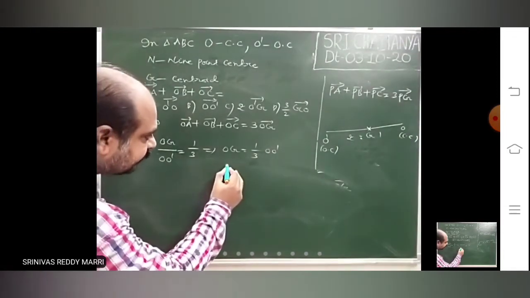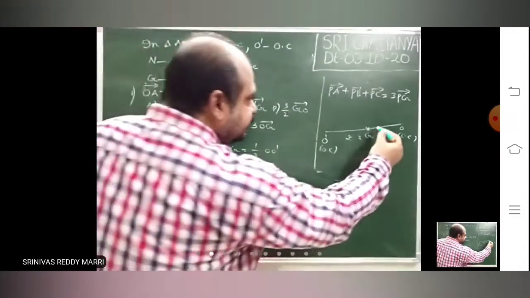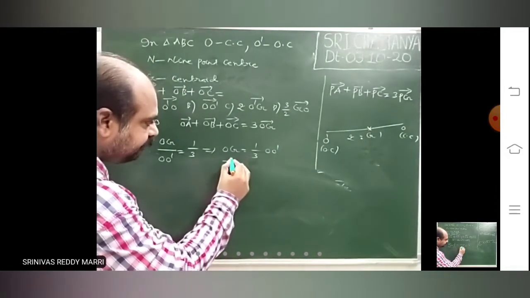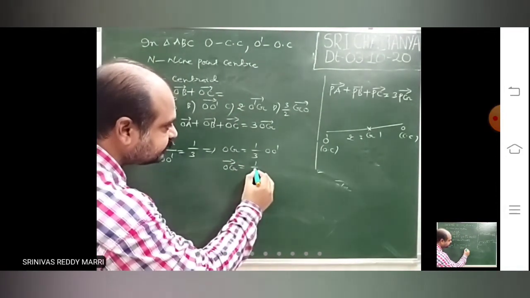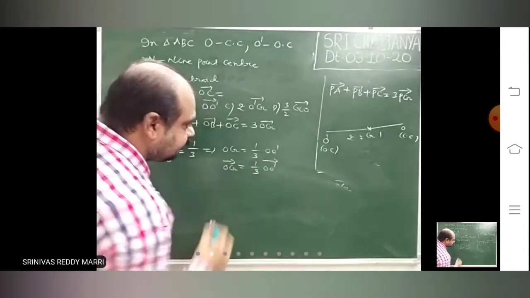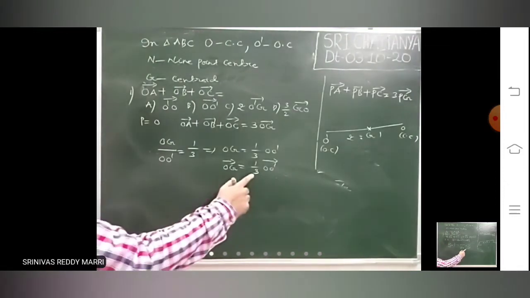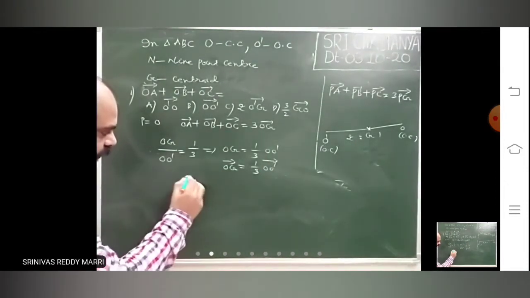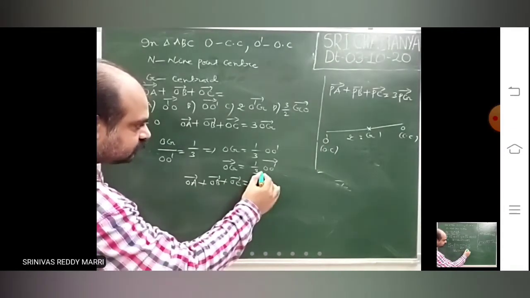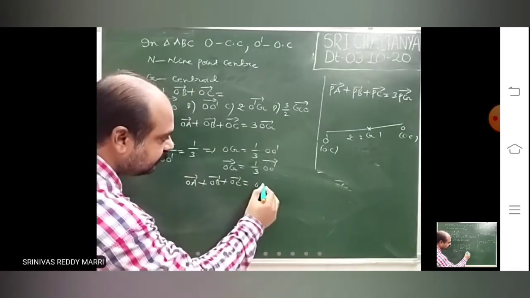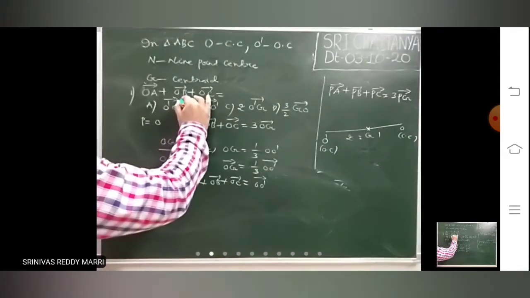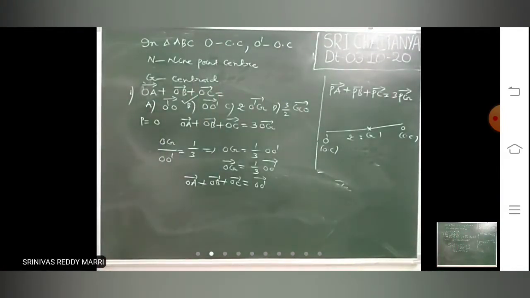Now look at, if you are writing vector, OG bar is in which direction? This direction. OO dash is in this direction. So OG bar and OO dash bar are in the same direction. Same direction means positive constant. So if you substitute here, this is 1/3. That means you will get OO dash bar. This is correct.